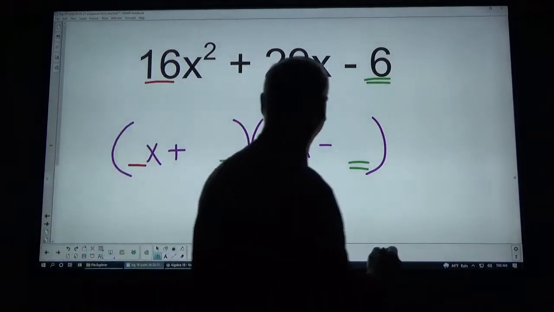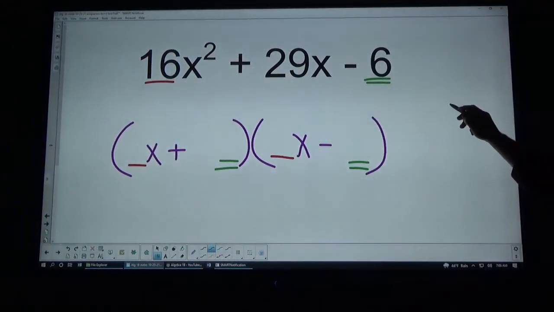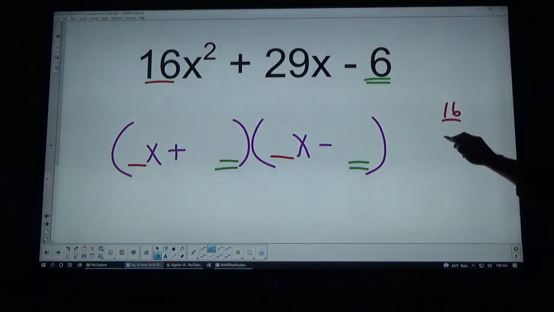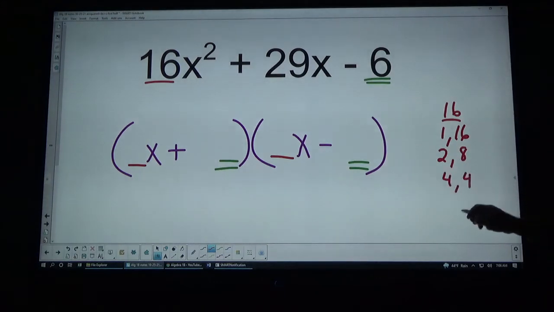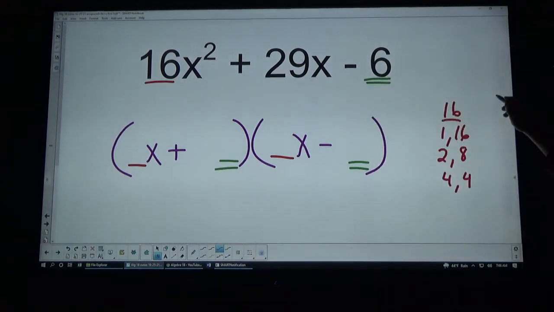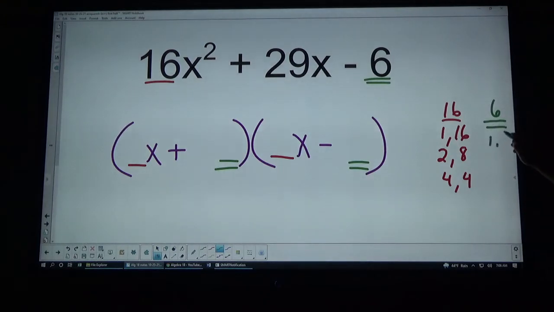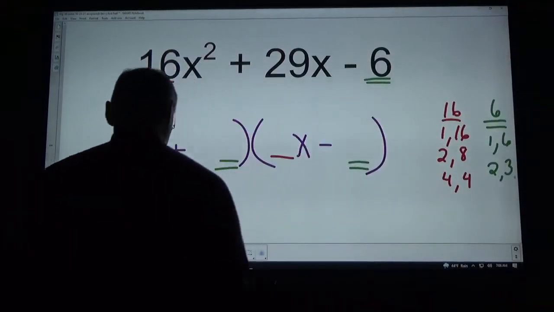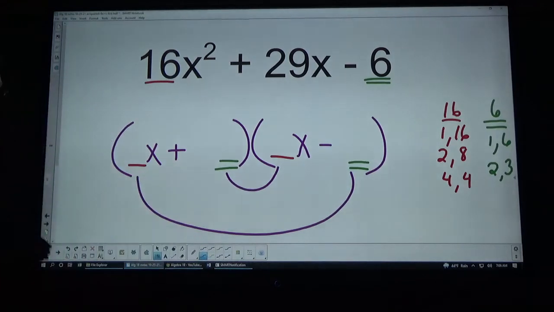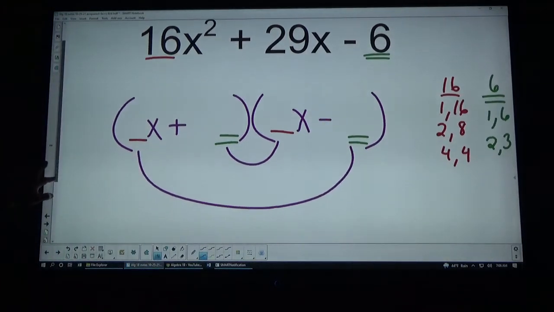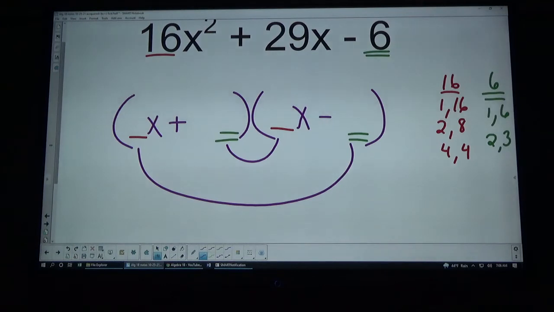And let's see. I don't know the answer to this one. I have to figure it out. 16. 1 and 16, 2 and 8, 4 and 4. 6. 1 and 6, 2 and 3. All right. We want our smiling face here. 2 eyes, a nose, and a mouth. Here we go. I want 29. So they have to differ by 29. I don't think 4 and 4 is going to be a good option for me.